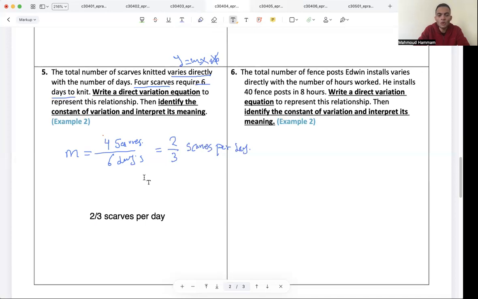Very good. I got the slope, m equals 2 over 3. I got the meaning, 2 over 3 scarves per day. I just need the equation. Very simple. I've just said direct variation, y equals mx, and we do not have a y-intercept. So y equals, what is the answer, Adham? 2 over 3 x. Do I have a y-intercept? Do I have a b? No. Why? Because he said varies directly. There is no initial point. This is the word problem of the direct variation.